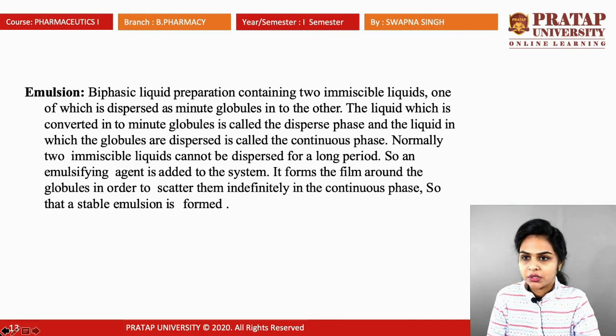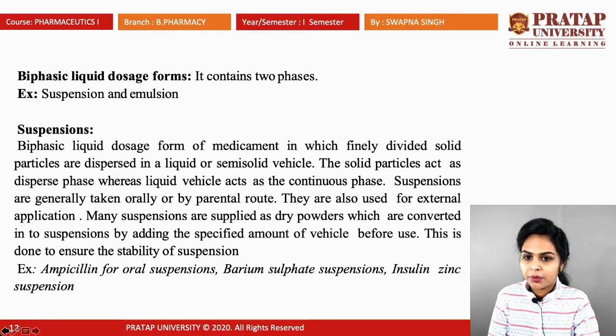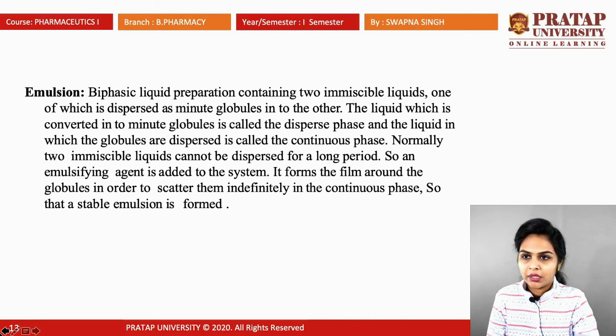Next is emulsion. Emulsions are biphasic liquid preparations containing two immiscible liquids, one of which is dispersed as minute globules into the other. The liquid which is converted into minute globules is called the dispersed phase, and the liquid in which globules are dispersed is called the continuous phase. Same as in suspension, where the liquid vehicle acts as continuous phase and solid particles act as dispersed phase. But in emulsion, the liquid which is converted into minute globules is called dispersed phase, and the liquid in which the globules are dispersed is called continuous phase.